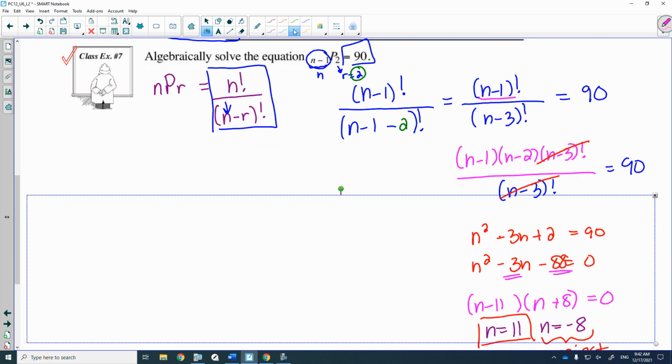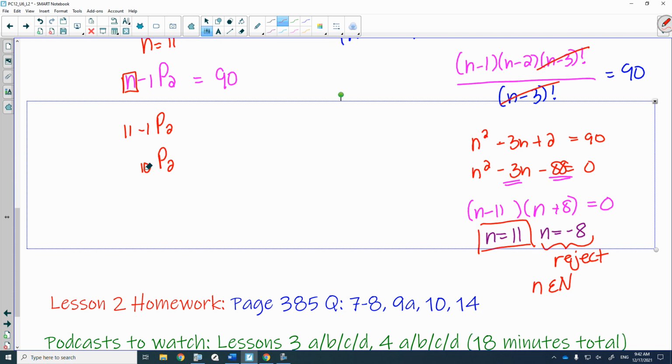So we were given originally n minus 1 permute 2 is equal to 90. If I'm verifying that n is equal to 11, I'm going to put 11 here. So that would be 11 minus 1 permute 2. That is 10 permute 2. So that would be, again, how many different ways can I permute a 10-letter word with two stages? So two stages, 10 available letters to go there, multiplied by 9, and that is equal to 90, which is what I have right here.